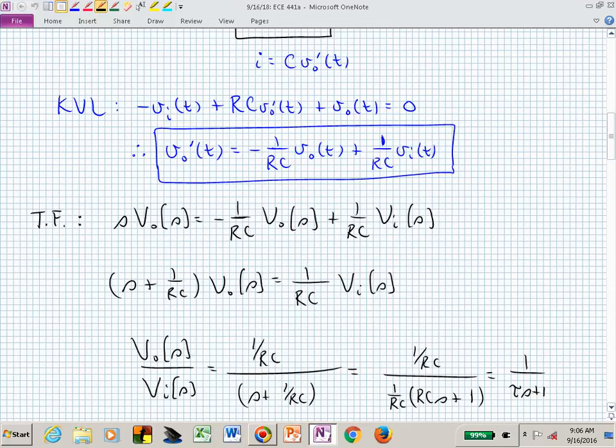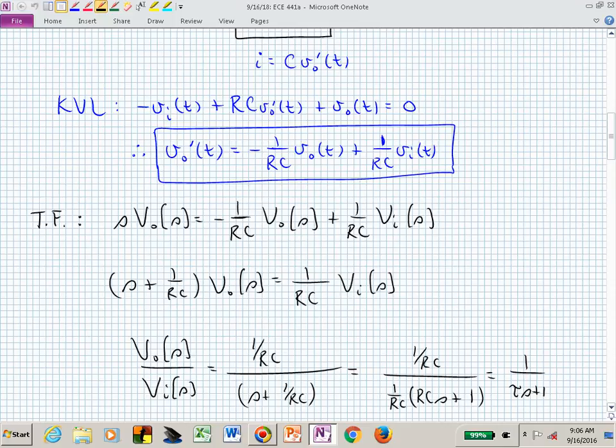It's the value of S that causes that denominator to vanish, or the values of S. In this case, it's one value, and that value of S that causes the denominator to vanish is minus 1 over RC. Is this RC circuit stable? Yes, you would have expected that, right?